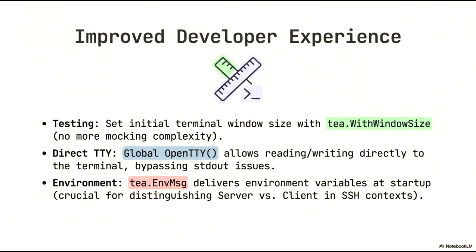Finally, we have T.EnvMsg, which delivers environment variables right at startup. This is particularly crucial in SSH contexts, where distinguishing between server and client environments is necessary for proper application behavior.